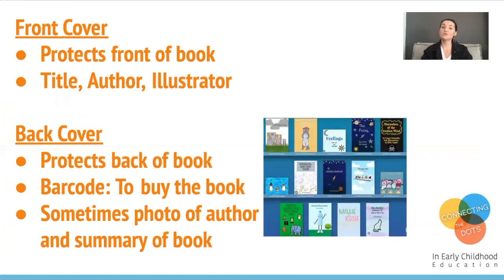Of course, you want to do the front cover and the back cover of the book. The front cover of the book protects the front of the book. It often has the title, the author, the illustrator. The back cover protects the back of the book. Children may notice a barcode on the back of the book, and it's important for us to tell children that that's how someone bought the book one day, that they had to scan the barcode. Sometimes on the back of the book, they may also see a photo of the author and a summary of the book. Front cover, back cover.